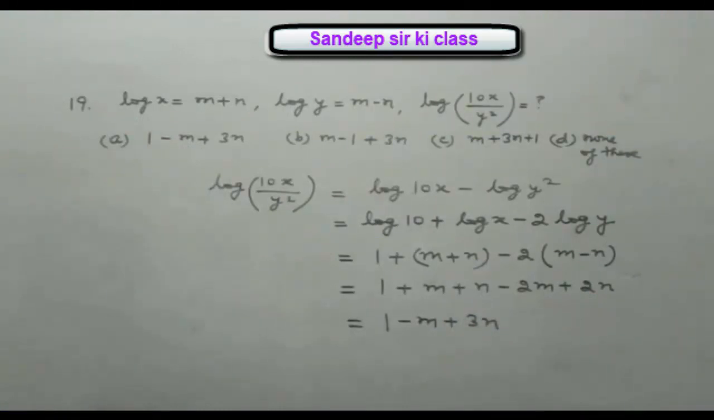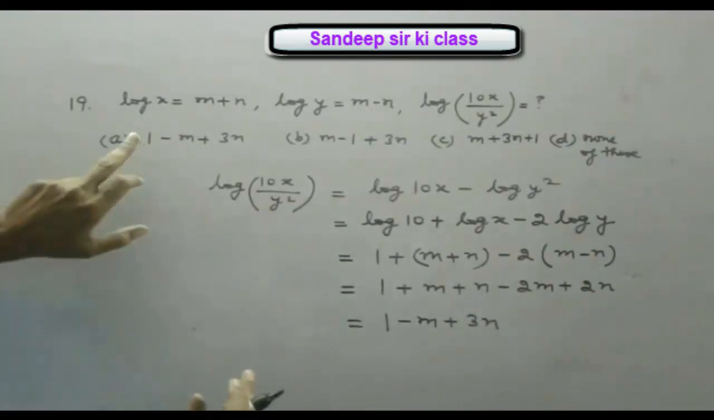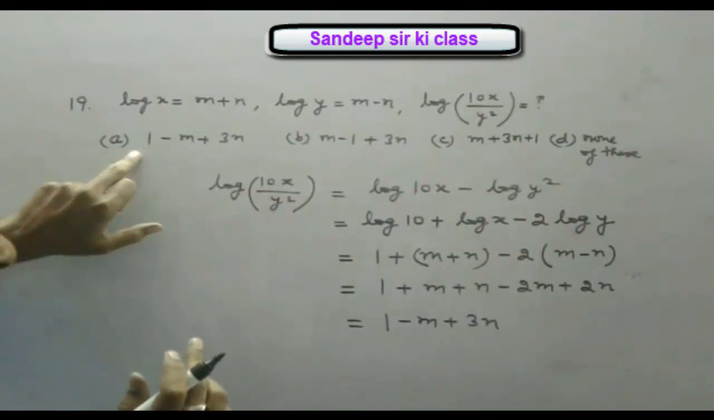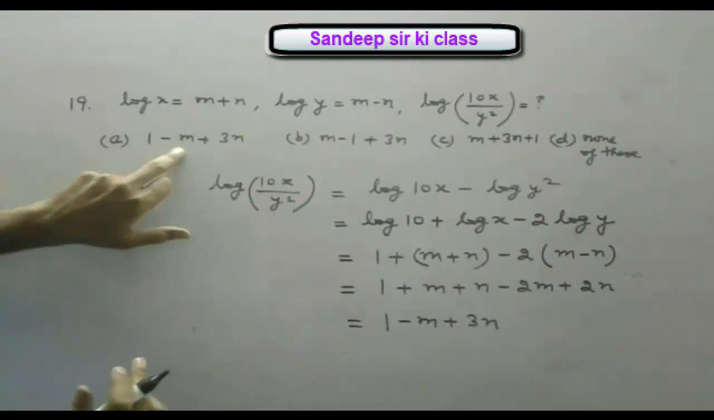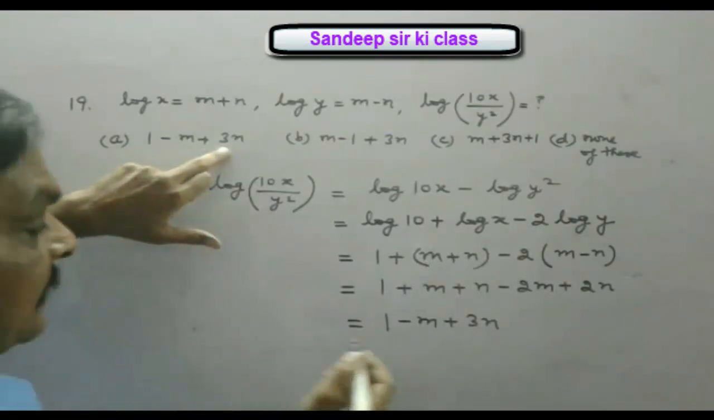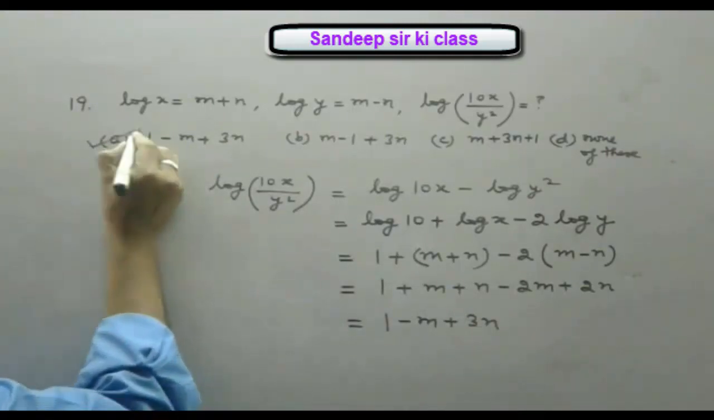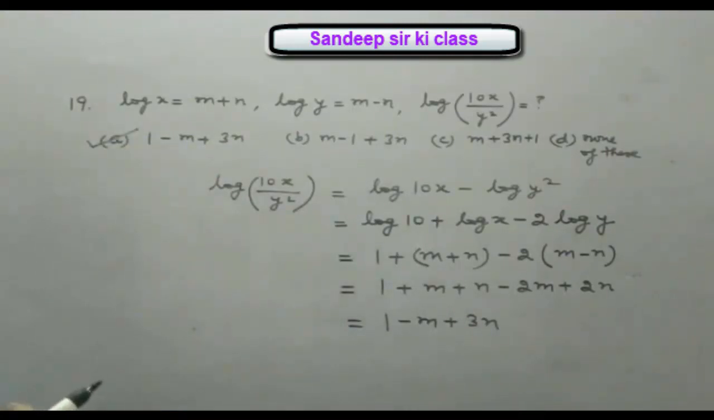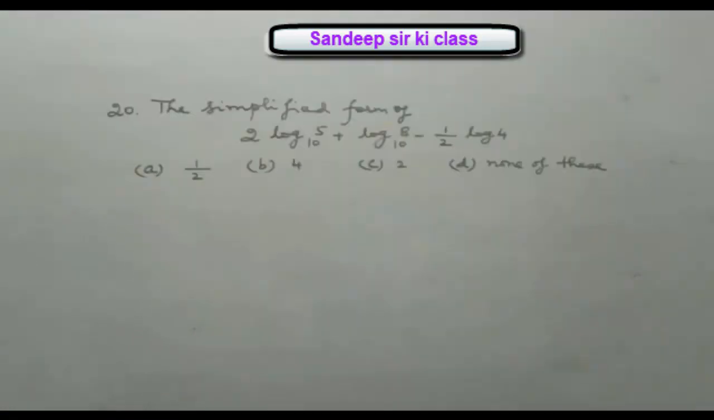1 plus m and minus 2m, so minus m, n plus 2n, which is 3n. So which option is correct? 1 positive is here, minus m plus 3n. This is option A. So our option A is correct. Now we will see question number 20.